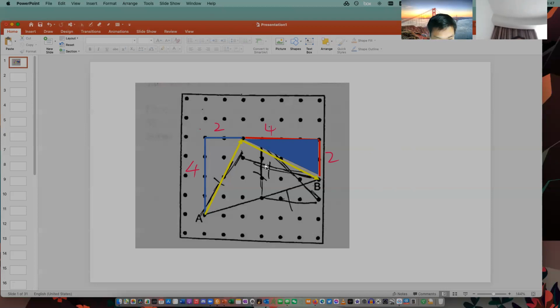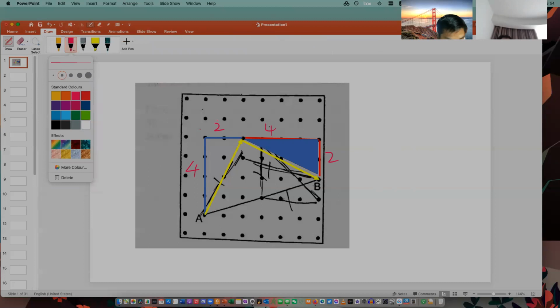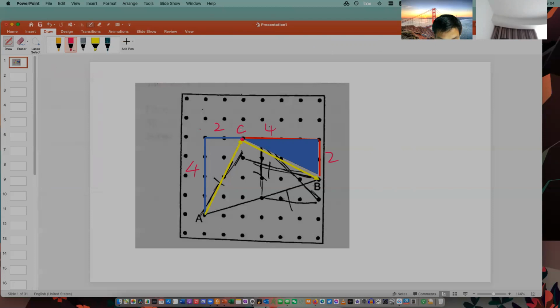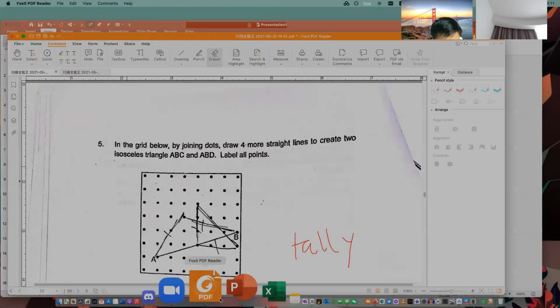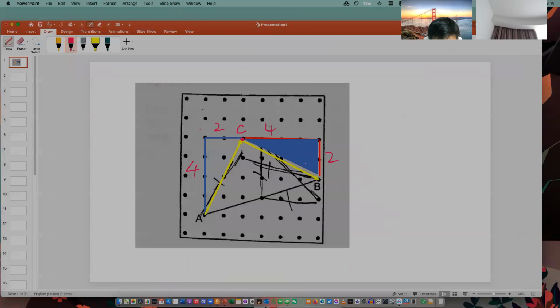Yes. Good. So therefore, this is your point C. Let me mark the point C here. So this point is point C. And they ask you to get another ABD. So let me see. Another point such that you get ABD.